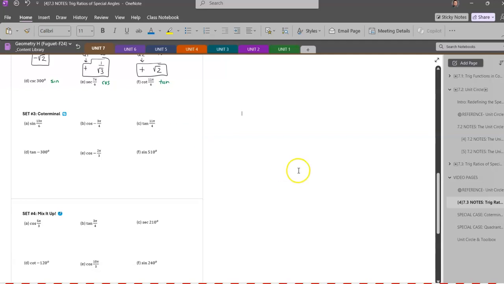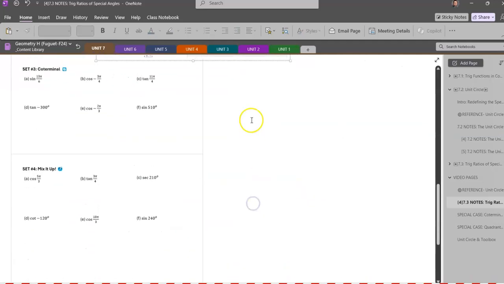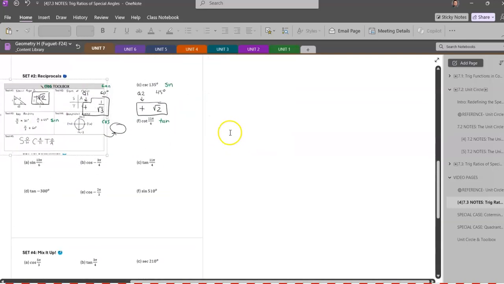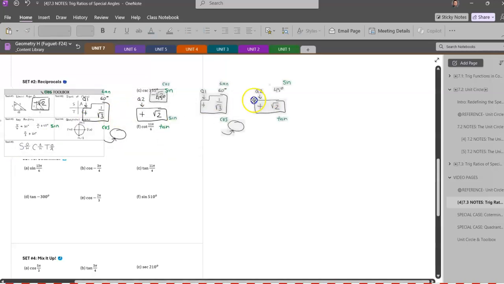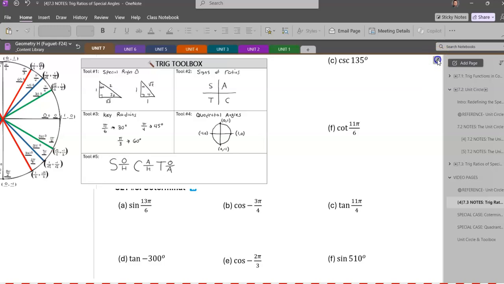Remember that if you have a memorized unit circle, this is going to work as well. So let's go ahead and grab this. And I'm really just going to focus on the toolbox. So I'm going to leave that up here and let's just clear out some of this stuff. All right, let's begin. So there's my toolbox up top and we'll go full screen.